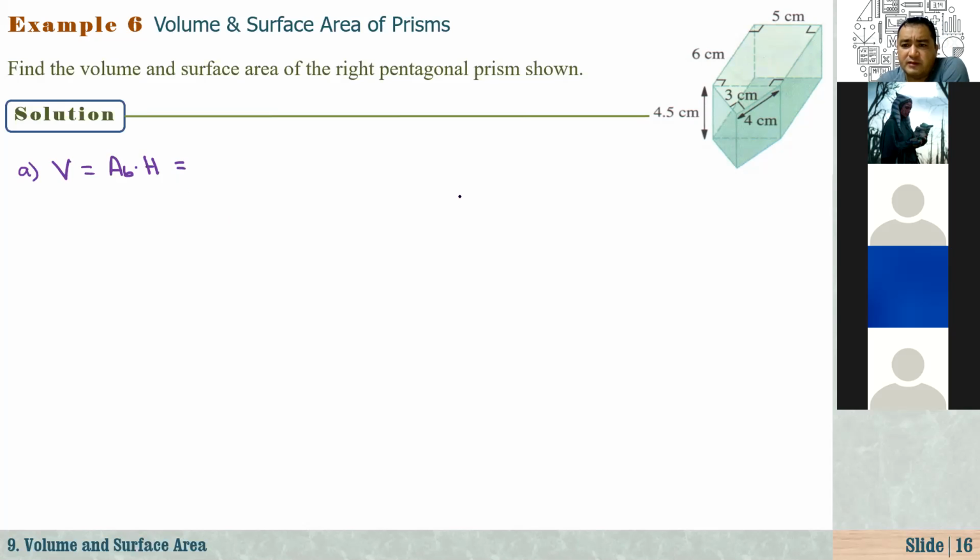And what is the base area? Base area, actually, we have a rectangle and a triangle. So this base area is the rectangle. The side is 5 times 6. So that is 5 times 6. 5.